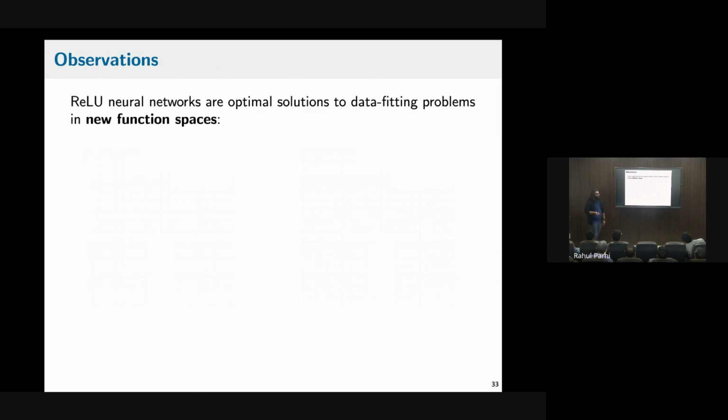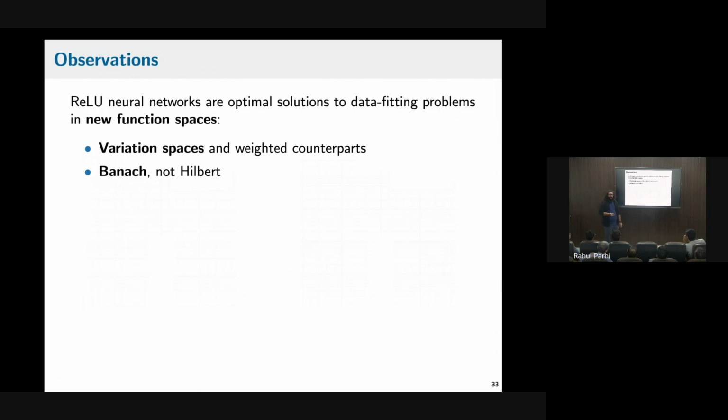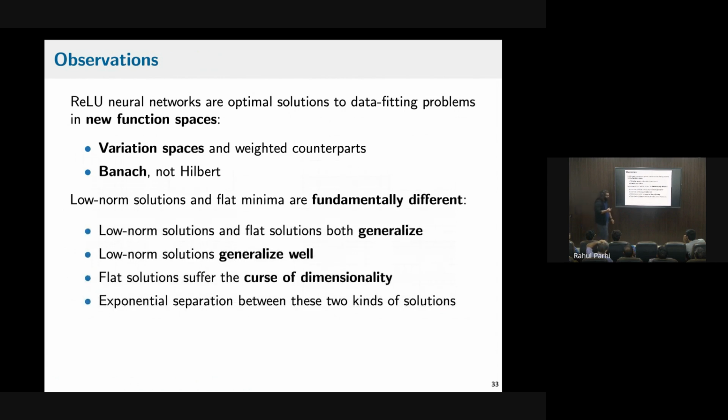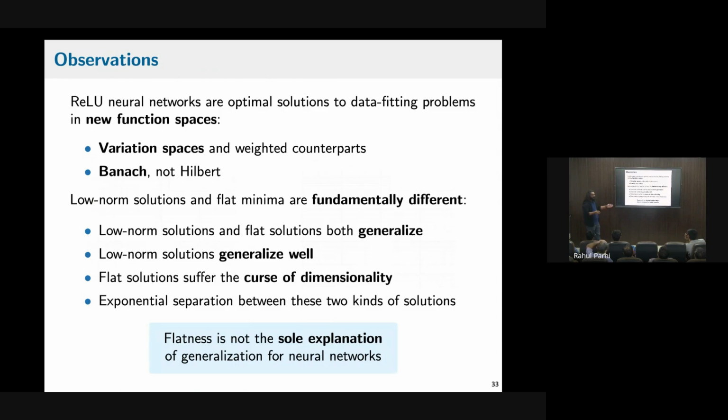Okay, so what are some observations we can make? What we saw is that ReLU neural networks are optimal solutions to data fitting problems in new function spaces, these variation spaces and their weighted counterparts. We also saw that low norm solutions and flat minima are fundamentally different in the sense that they both generalize, but there's an exponential separation where the flat minima seem to suffer the curse of dimensionality. So maybe what you want to say is that flatness isn't the sole explanation for generalization in neural networks. But then you might ask, okay, so the things that gradient descent actually finds don't work that well. What's going on?